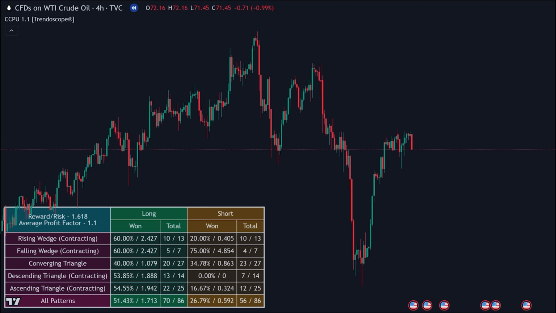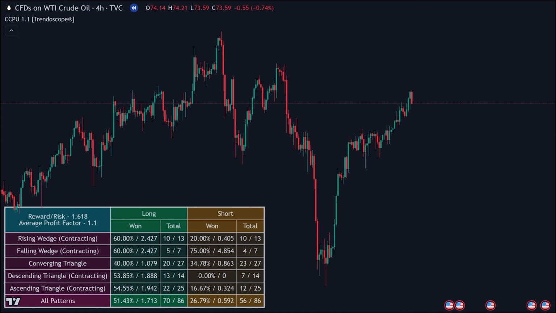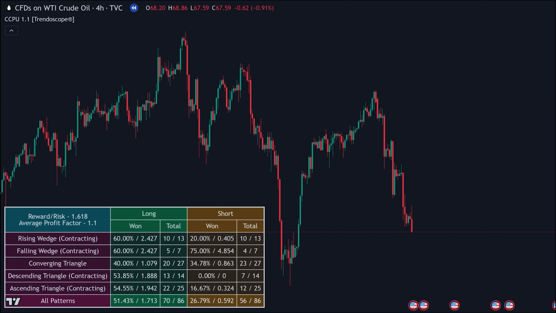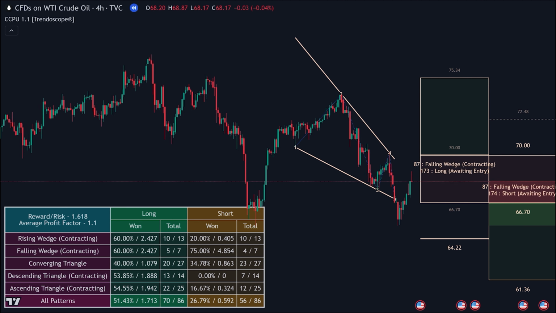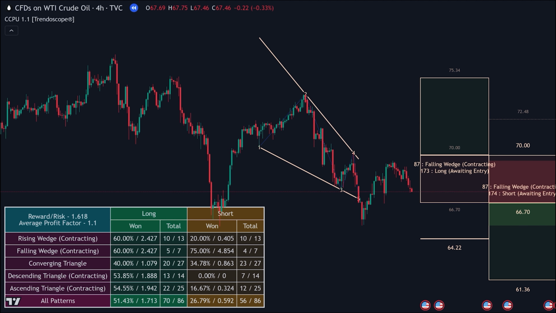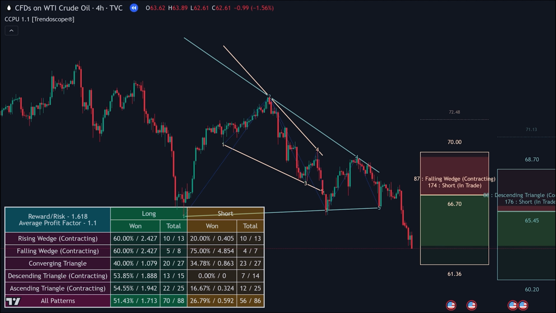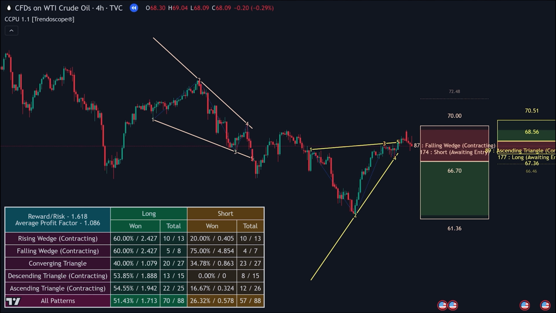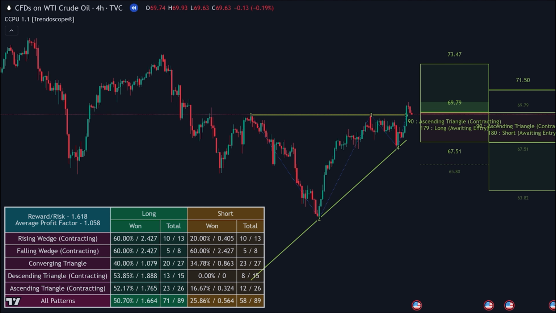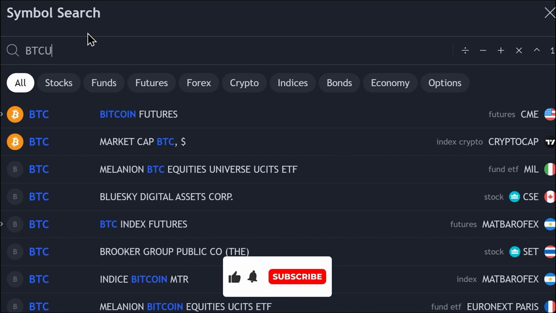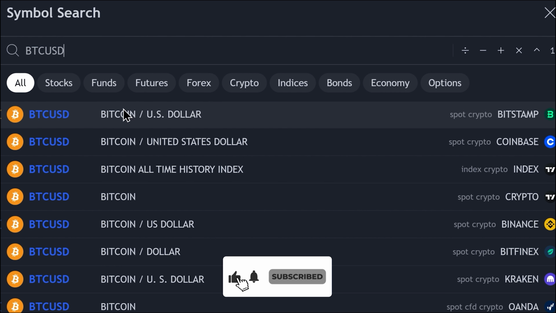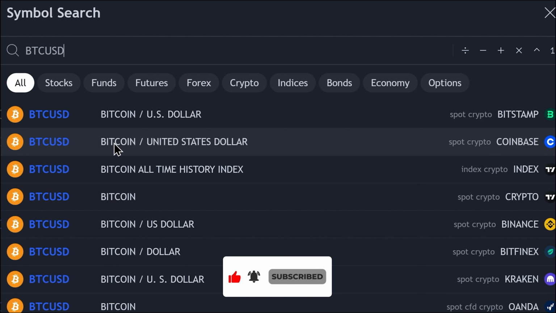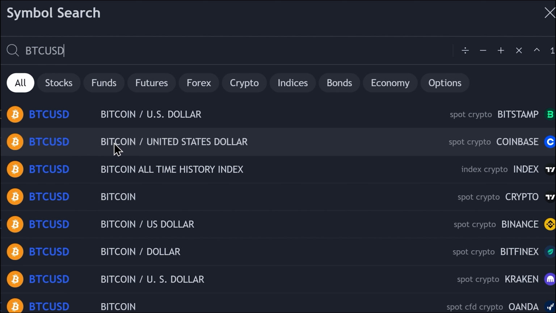It automatically spots pattern formations and draws trend lines, making your analysis easier so you can focus on important trading decisions. We'll explain each feature of the Converging Chart Patterns indicator, show you how to set it up, and how to use it in real trading situations. Make sure to stick around until the end of the video, as we'll also talk about how to use it in cryptocurrency trading. Let's get started on this exciting journey.